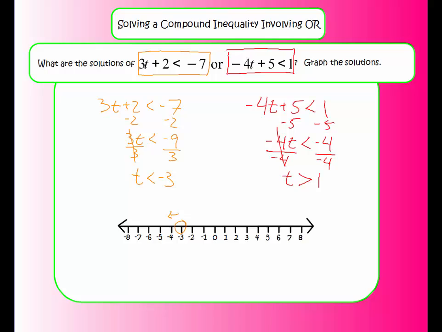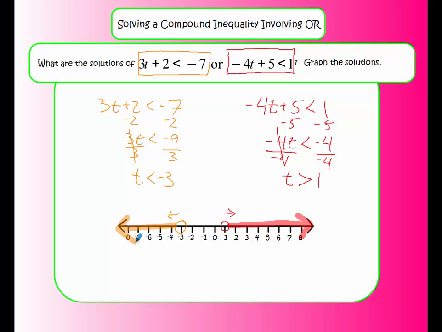And for the red one, I'm going to have an open dot at 1. And let me try 0 again. Is 0 greater than 1? Again, no, it's not. So I'm going to end up shading to the right. So let's go ahead and do that. Let me shade to the right here, and let me shade to the left here. And so again, you see when we have an OR type of compound inequality, we will end up shading in opposite directions. So that's everything for today.